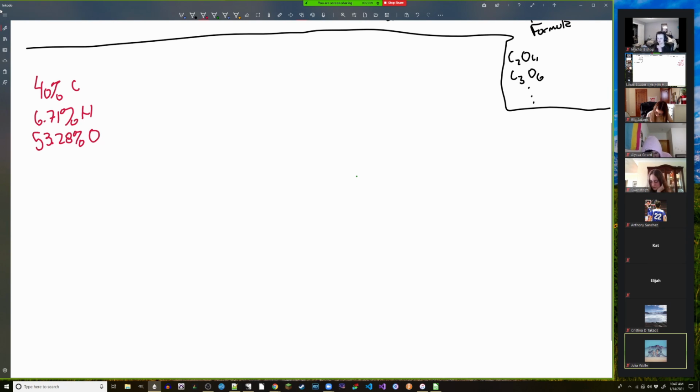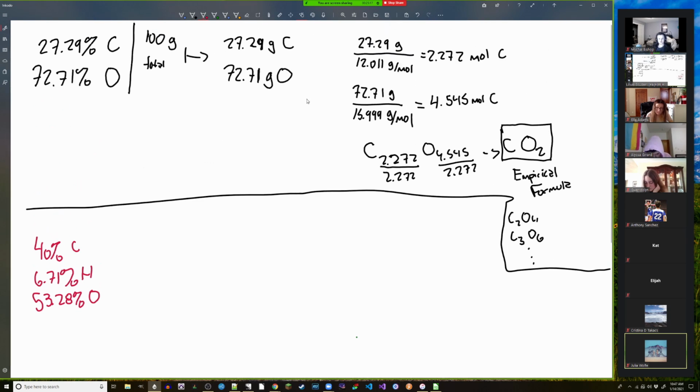So go ahead and work on this. I'll check in after 10 minutes and see how it's going. This is exactly the same process as we just did above, up here. So I'll leave it up so you can look at what we did. And get to whatever empirical formula you can figure out. Okay? If you get an answer, type it out to me in chat, and I'll monitor that.